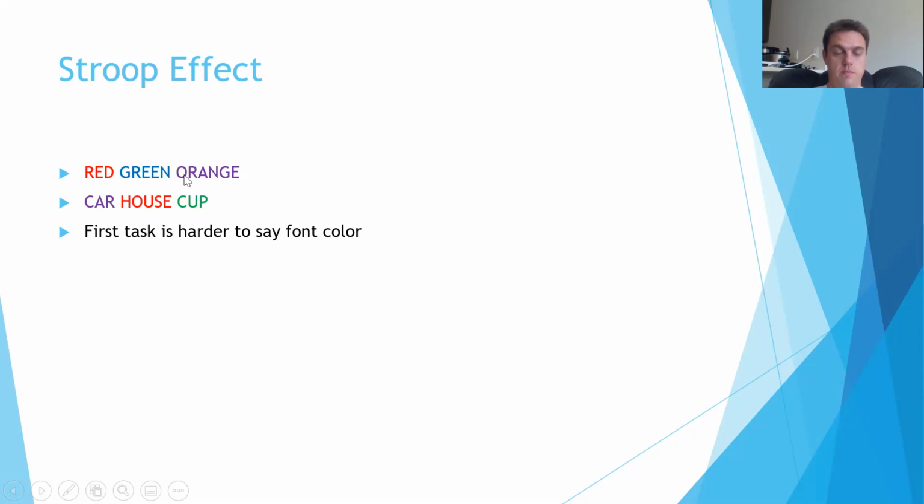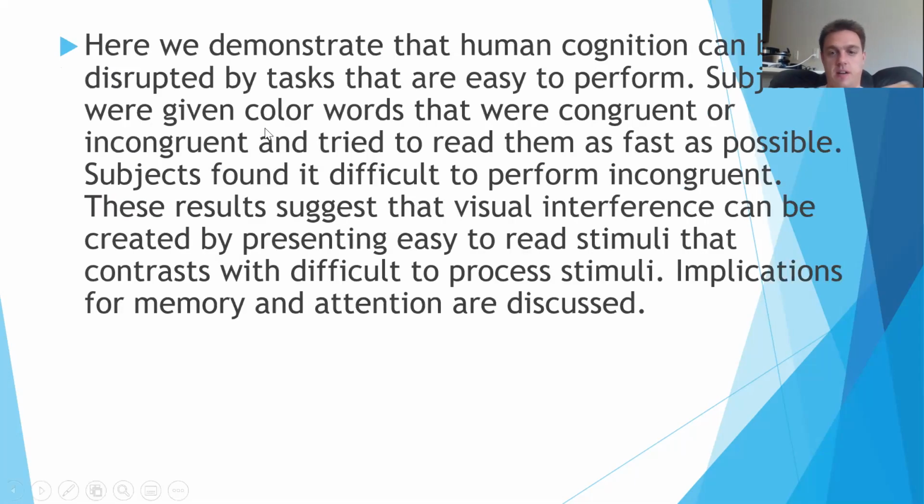The first set is a lot harder because the word itself, not the font color, interferes. Right? It messes you up. You want to process what the word says as opposed to what the font color is. Okay? Here's an abstract for that.